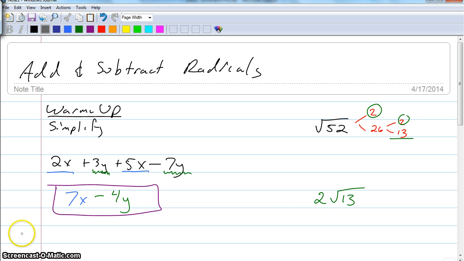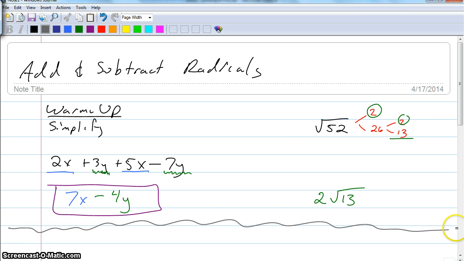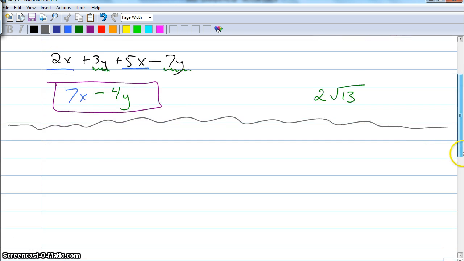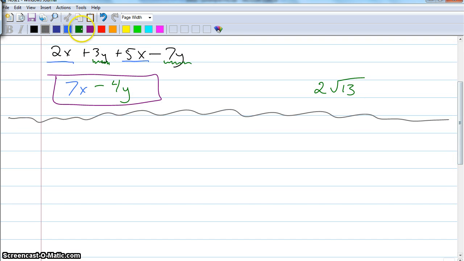All right, so today's lesson is going to take those two concepts, combining like terms and simplifying radicals, and put them together. Let's do an example here. Let's look at, how about 2 root 3 plus 3 root 5 plus 5 root 3 minus 7 root 5. Now check this out. This looks exactly like the warm-up. Pretty much, x is going to be replaced with root 3, and y is going to be replaced by root 5.